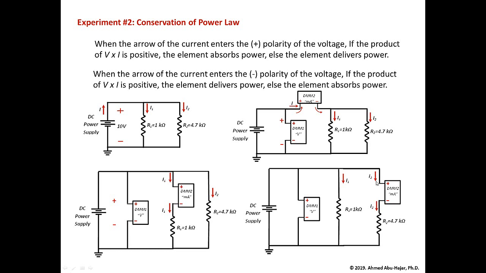Once you measure this current, I2, then you do the product I2 times V, which is P2, the power absorbed by R2. And then you also measure the power absorbed by R1, which is I1 times V. This should equal the power delivered by the power supply, which is basically V times I. This is the second experiment that you're going to deal with, and you're going to validate the conservation of power law. Once you do that, then basically you are done.